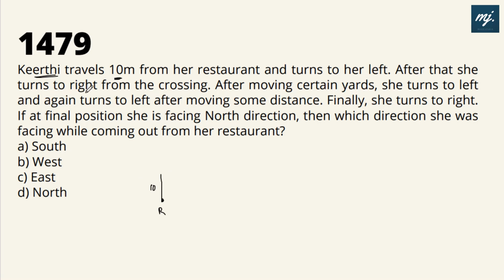After that she turns to right. Okay, first she turns to the left. After that she turns to the right from the crossing. Right should be towards the north. After moving certain yards she turns to left and again turns to left after moving some distance. Again towards the left, moving towards the south now. Finally, she turns to right. So, if she is moving towards the south, right means to our left.